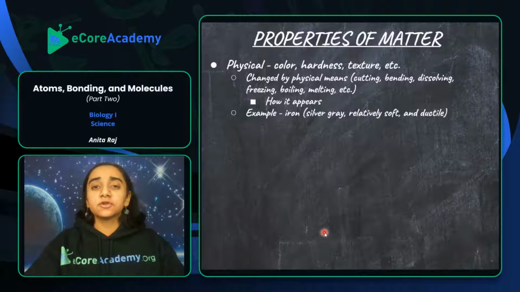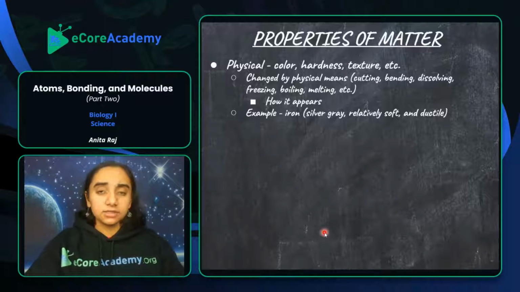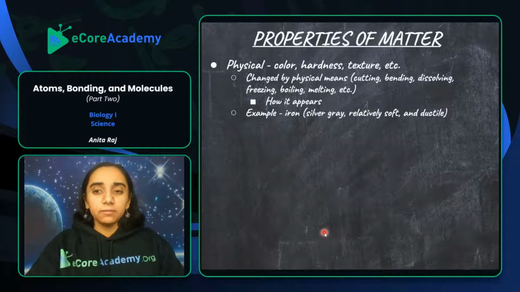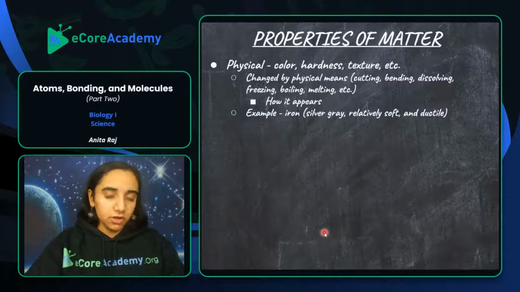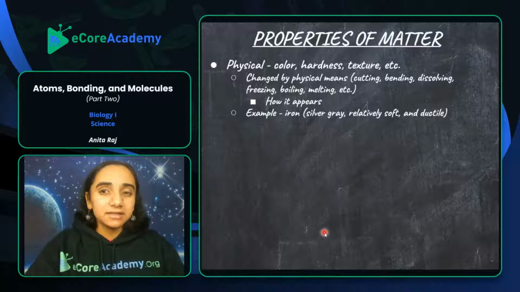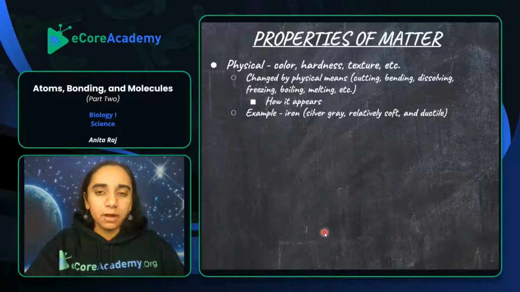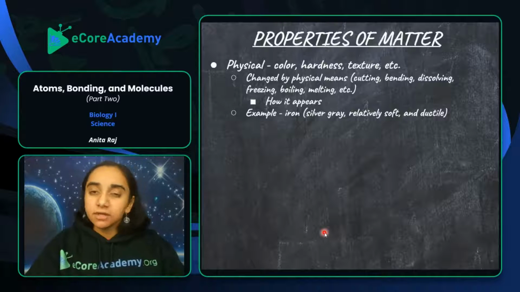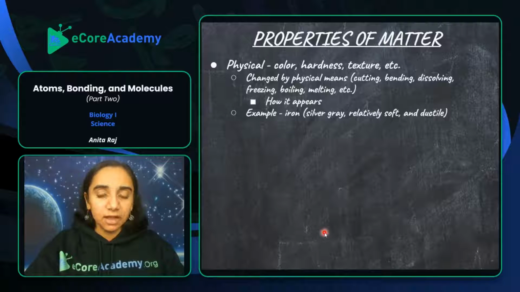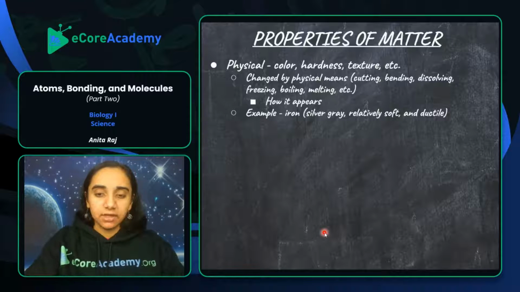So examples of physical properties would be things like the color. It's a silver gray metal. Its hardness. It's a relatively soft metal, so it's not very hard. And then it's ductile. Ductile means it's easily bendable. So those are all physical properties that I can observe without actually changing the composition of iron. I'm not changing iron into something else. I'm not changing it into another element. It's still iron, but I can still observe all of these characteristics without changing it into something else.